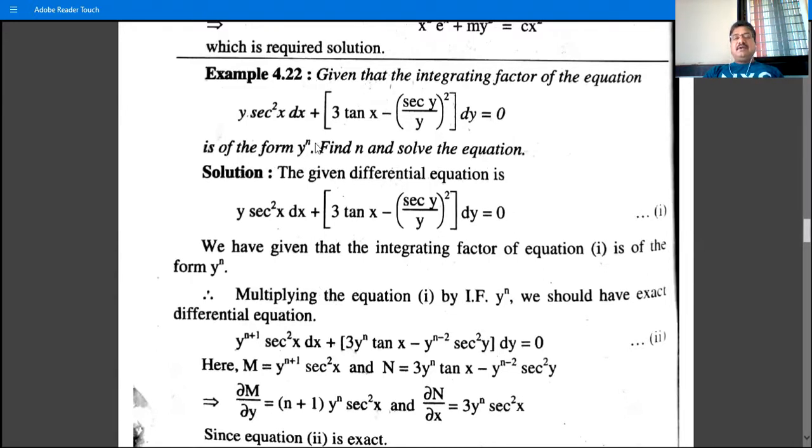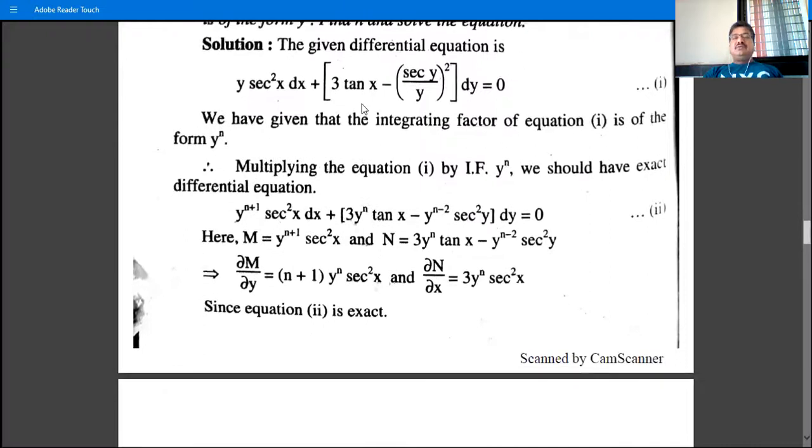Now we have to find the value of n. So y raised to n is the integrating factor. So multiplying the given differential equation 1 by y raised to n, after multiplication we have this. y raised to n into y is y raised to n plus 1. And here we have 3 y raised to n tan x, minus this sec square y, this is sec square y divided by y square. So y raised to n divided by y square is y raised to n minus 2.